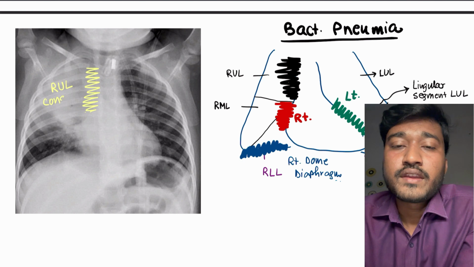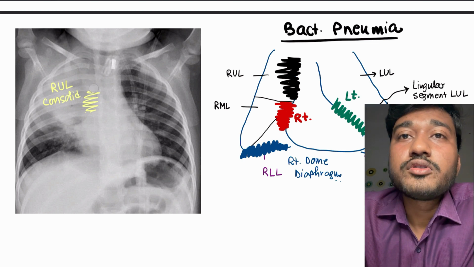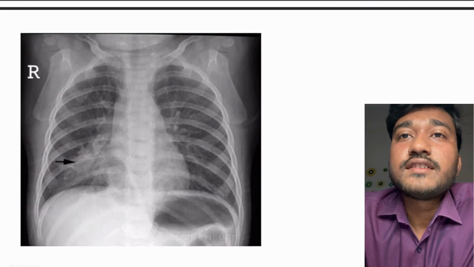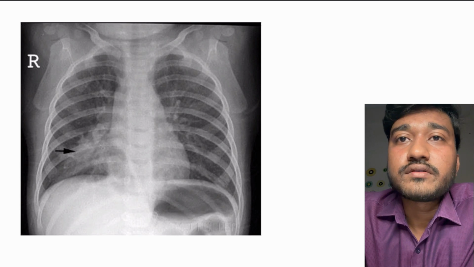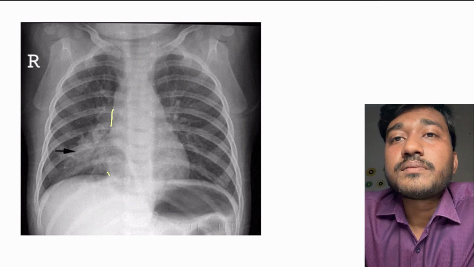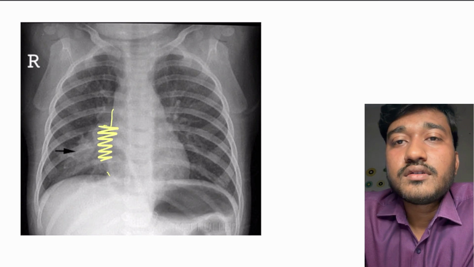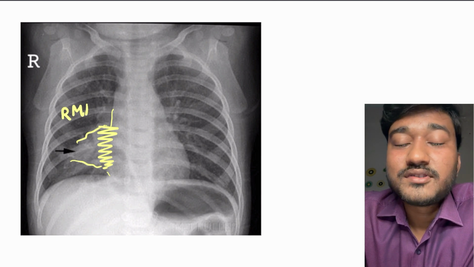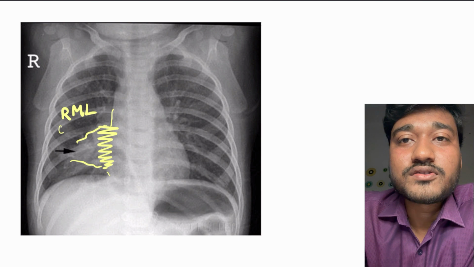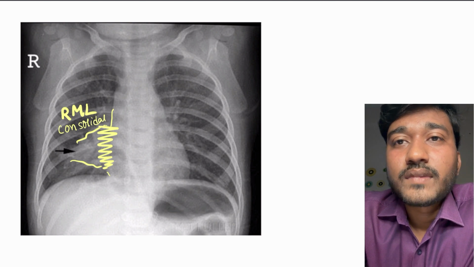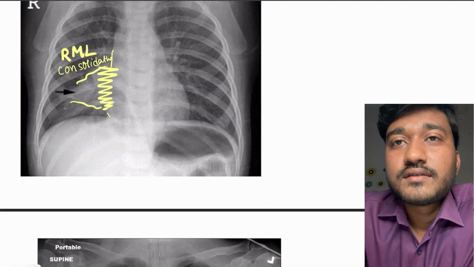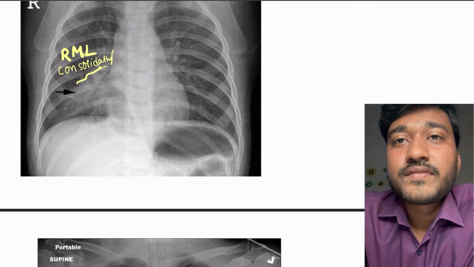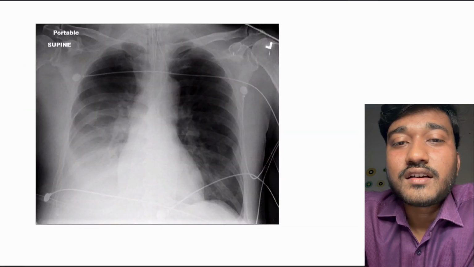Now in this photo you can see right upper lobe consolidation. Please see, you cannot make out this upper portion. In this photo please see, can you make out the right border of the heart? No. Therefore this is right middle lobe consolidation. You can see the silhouette sign, the right border of the heart you cannot make out.